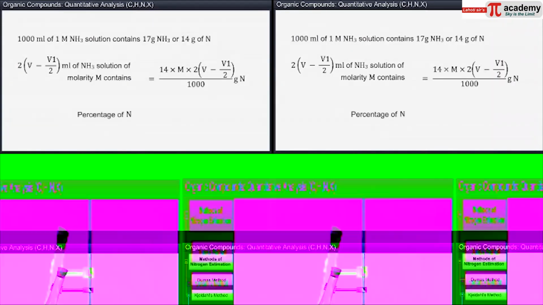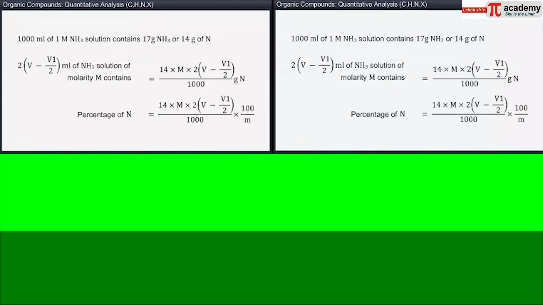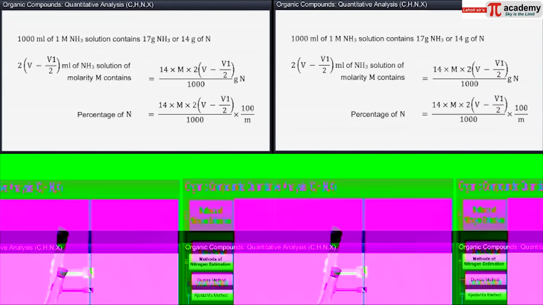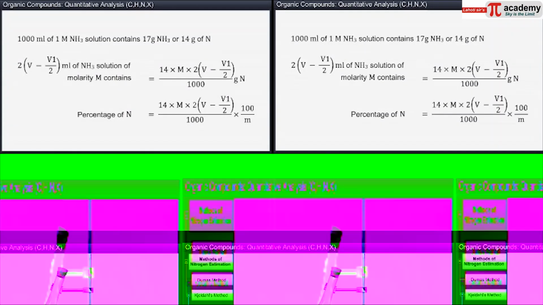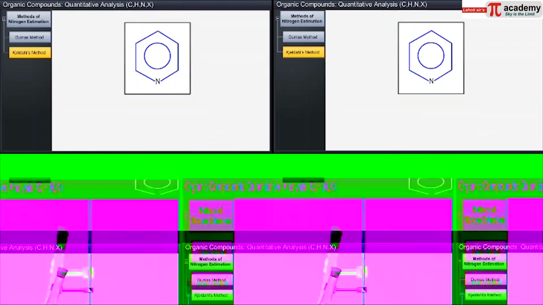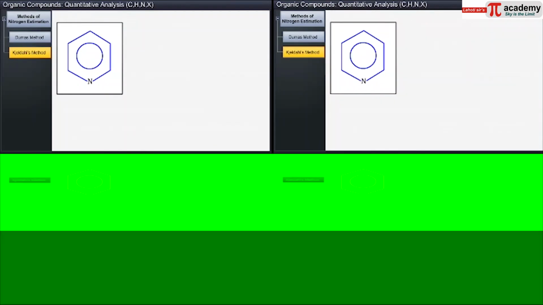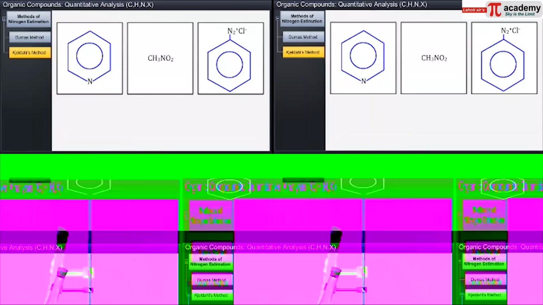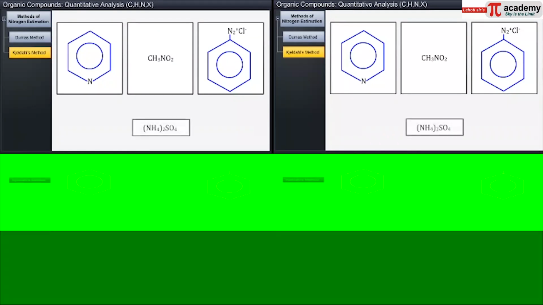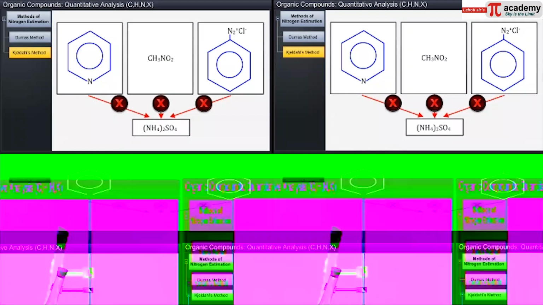Therefore, the percentage of nitrogen is equal to 14 into M into twice V minus V1 by 2 divided by 1000 and multiplied by 100 by m. It is important to note that Kjeldahl method is not applicable when nitrogen is present in the ring, as well as in nitro and azo compounds. This is because the nitrogen of these compounds does not change to ammonium sulfate under these conditions.